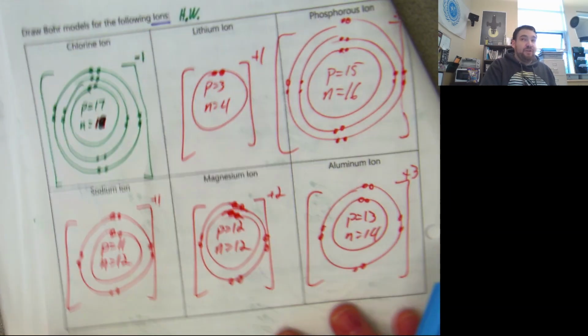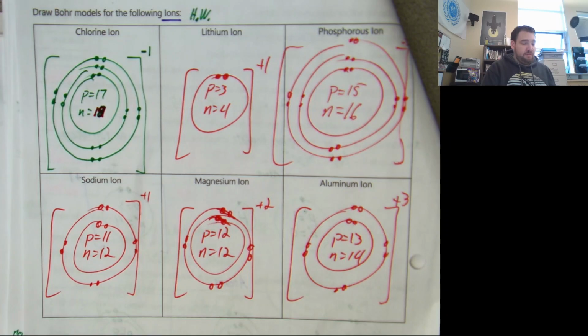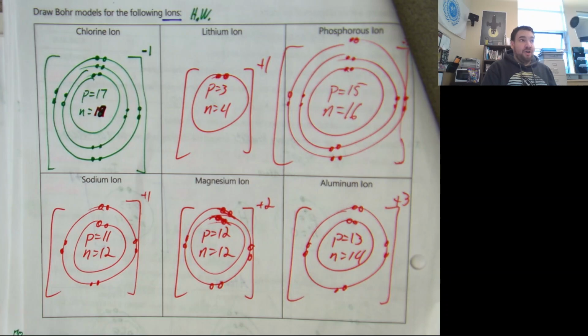Tuesday's ions would have looked like this. Comments, questions, concerns. You have to put the brackets around it when it's an ion. For the ions, the brackets also always have to go around it, and you have to write the charge down.